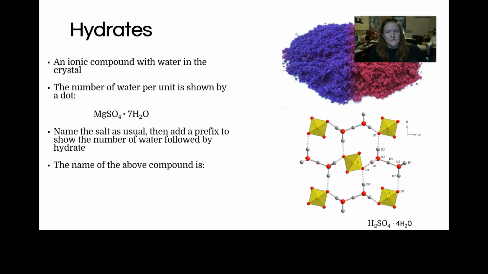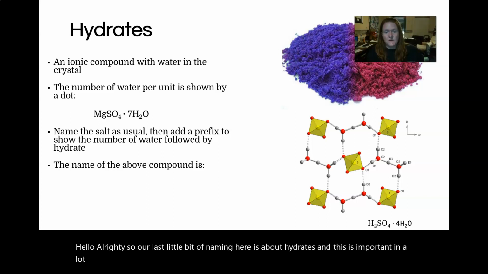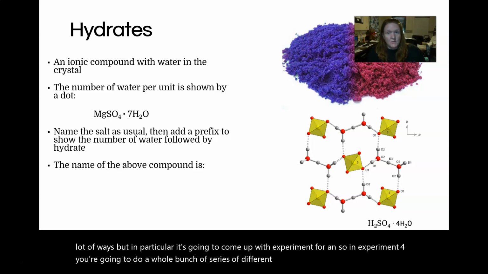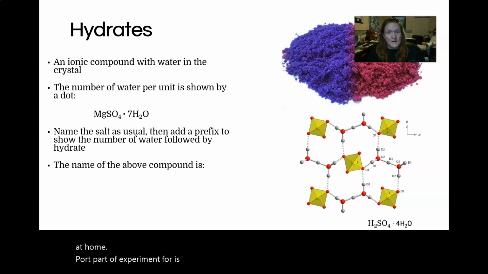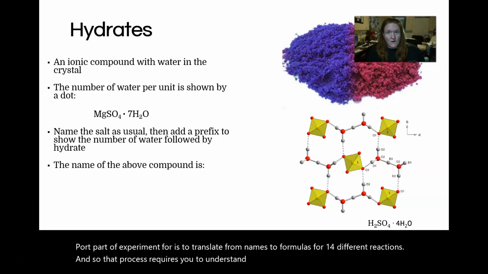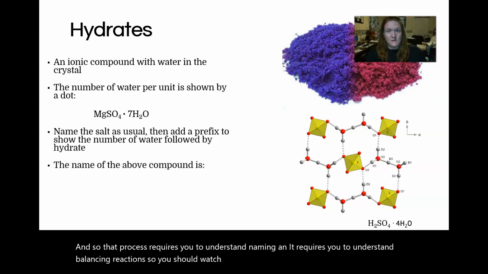Alrighty, so our last little bit of naming here is about hydrates, and this is important in a lot of ways, but in particular, it's going to come up with experiment 4. And so in experiment 4, you're going to do a whole bunch of series of different reactions. And part of your job for the at-home part of experiment 4 is to translate from names to formulas for 14 different reactions. And so that process requires you to understand naming, and it requires you to understand balancing reactions. So you should watch those videos prior to trying to do that.